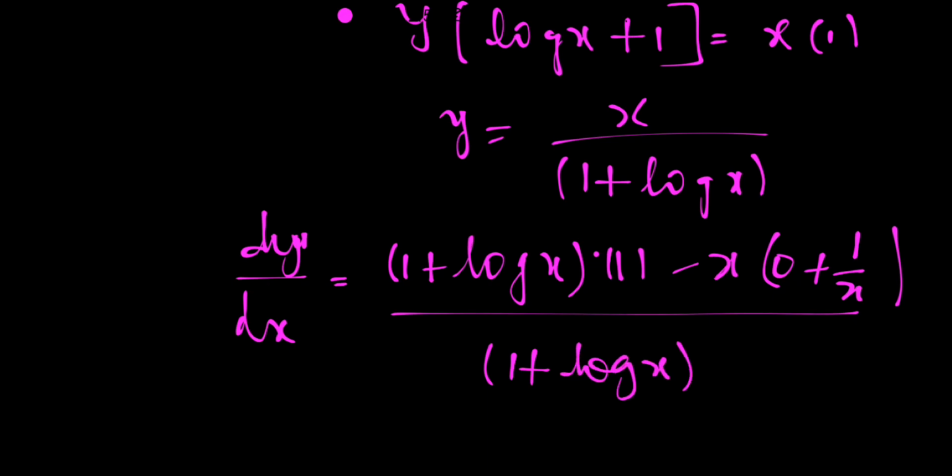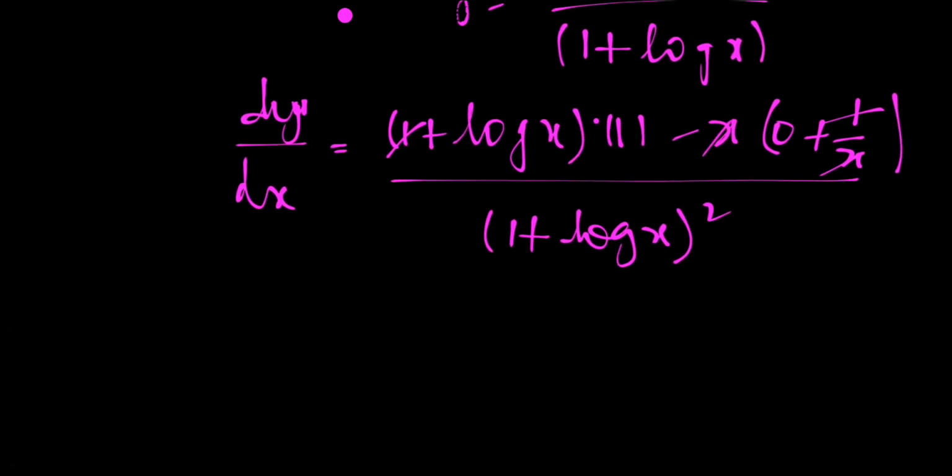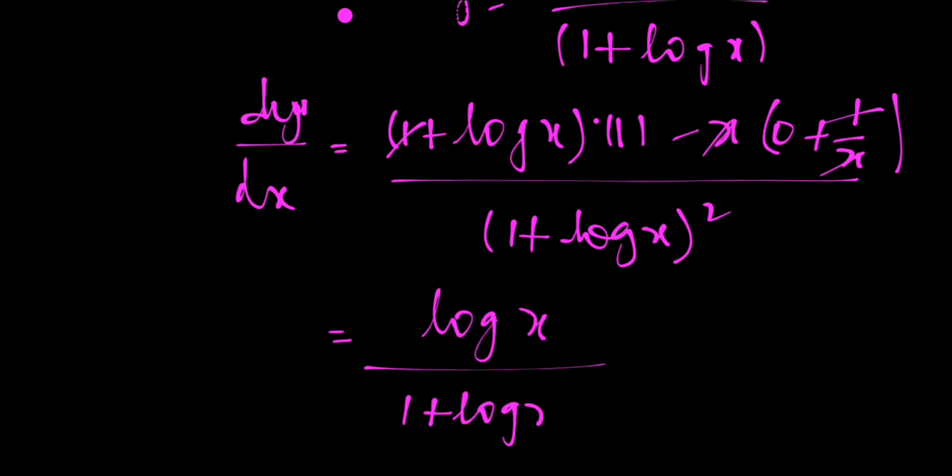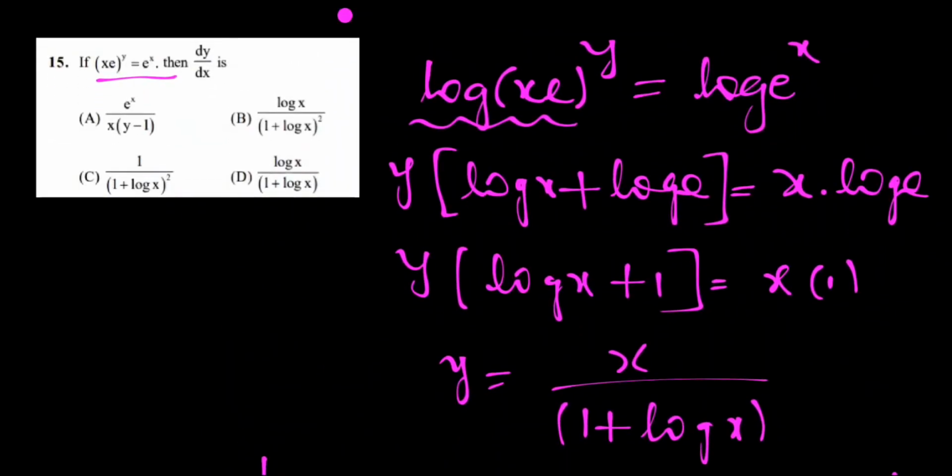So now here we can make the cancellation of x. Minus 1 will remain, here plus 1. So plus 1 minus 1 also get cancelled. You will get the final answer: log x by 1 plus log x whole square. So this is the dy by dx value. So we can see the option D is the correct answer.